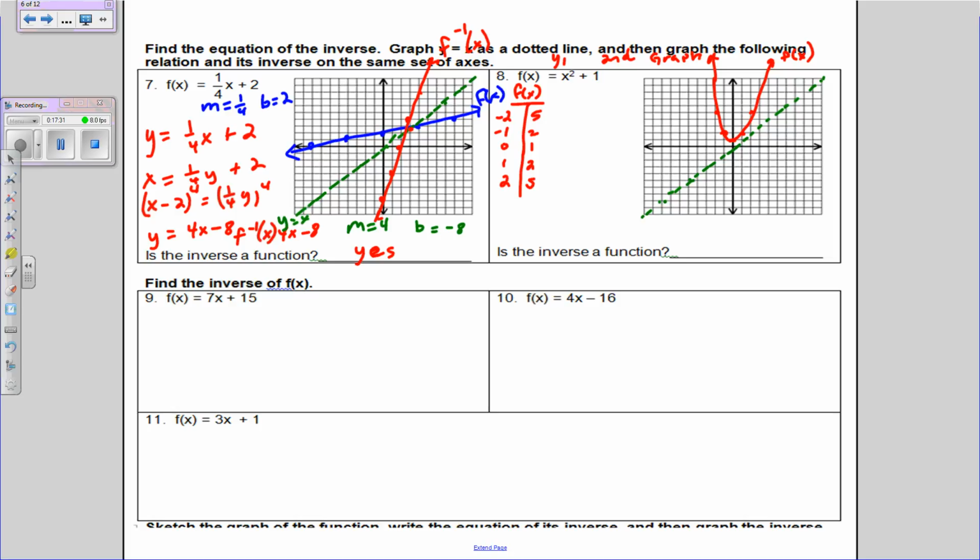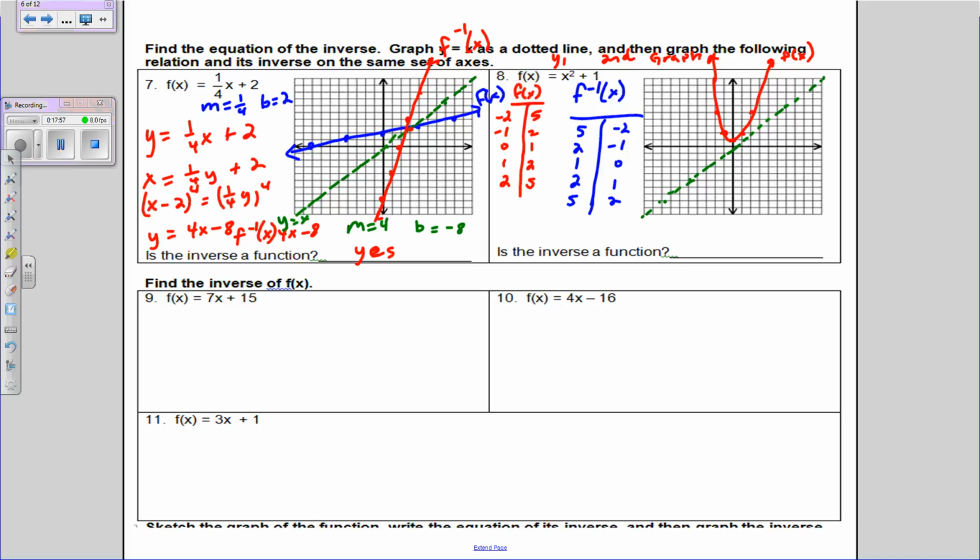And then flip the ordered pairs. So f -1 of x. Write the y column in x. So we'll do the 5, 2, 1, 2, 5. And the x column in y. -2, -1, 0, 1, and 2. And then graph that, and it should look like a reflection.